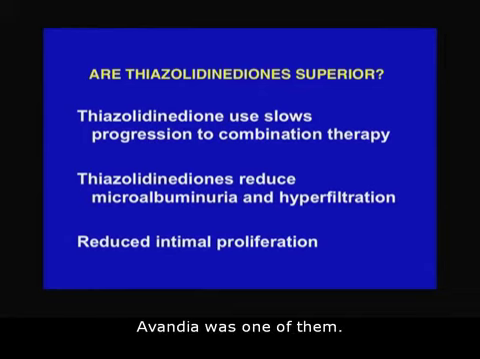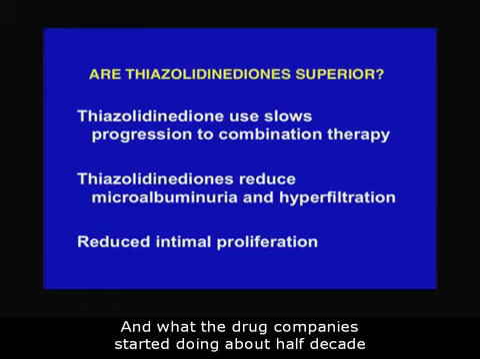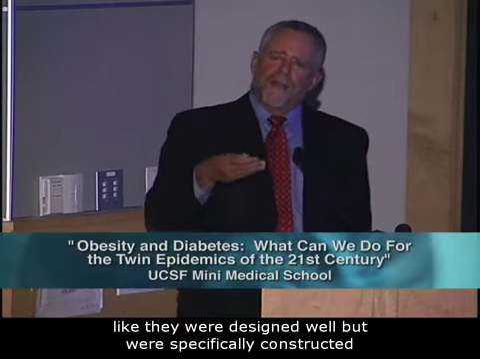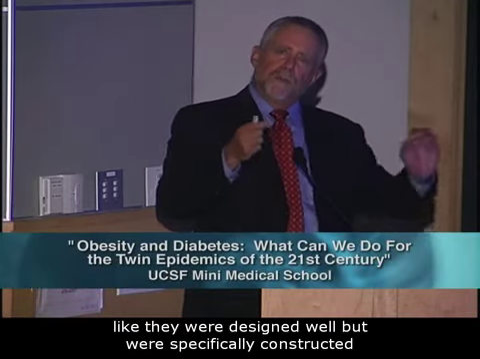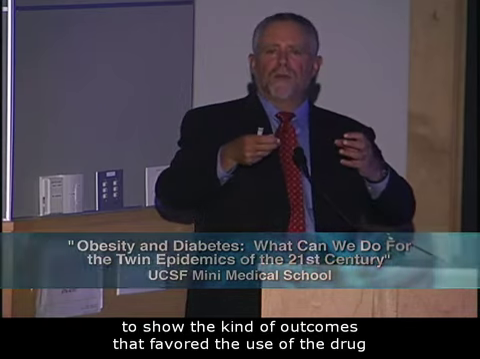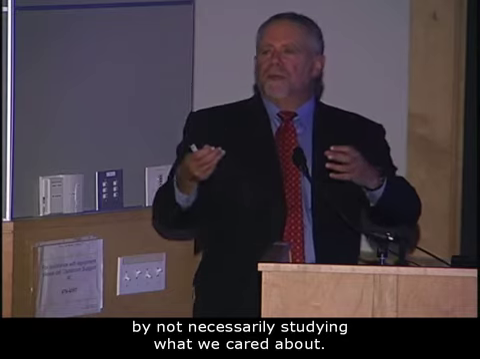Avandia was one of them. One has also already been taken off the market. And Actos is another common trade name, pioglitazone. And what the drug companies started doing about half a decade or 7 or 8 years ago was try to design studies that looked like they were designed well, but were specifically constructed to show the kind of outcomes that favored the use of the drug by not necessarily studying what we really cared about.